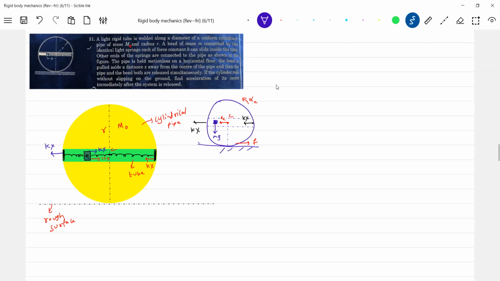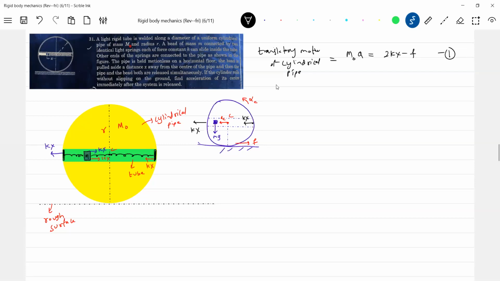So shall I write 2kx minus f equal to ma on motion of m naught a should be equal to how much? 2kx minus f. This I call equation 1.